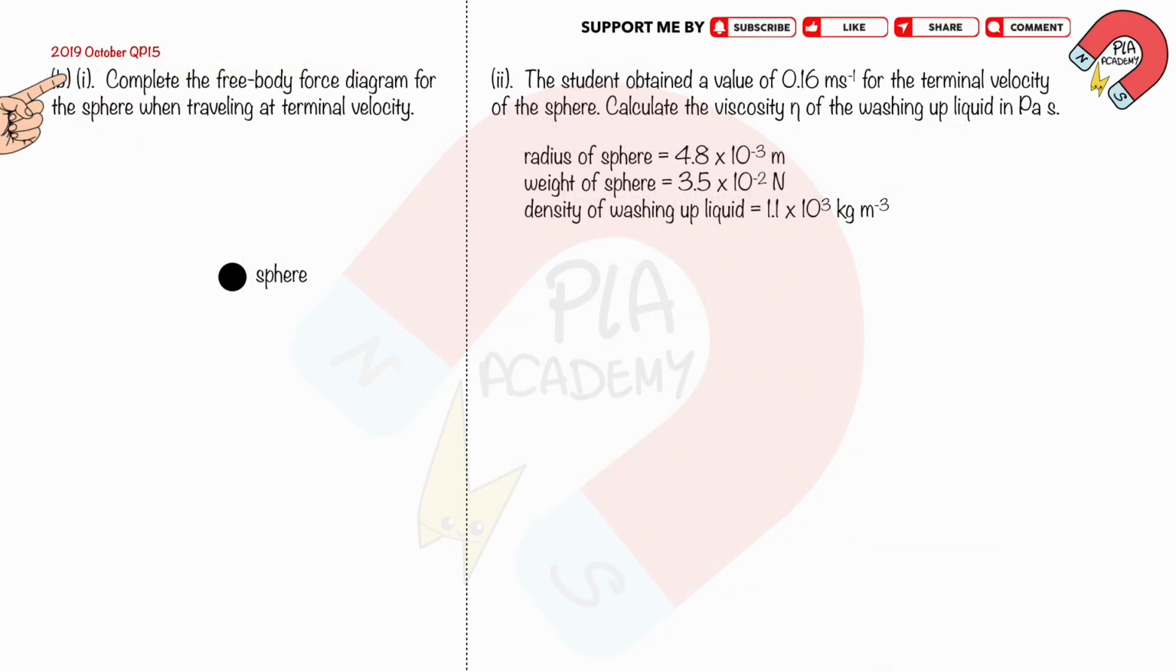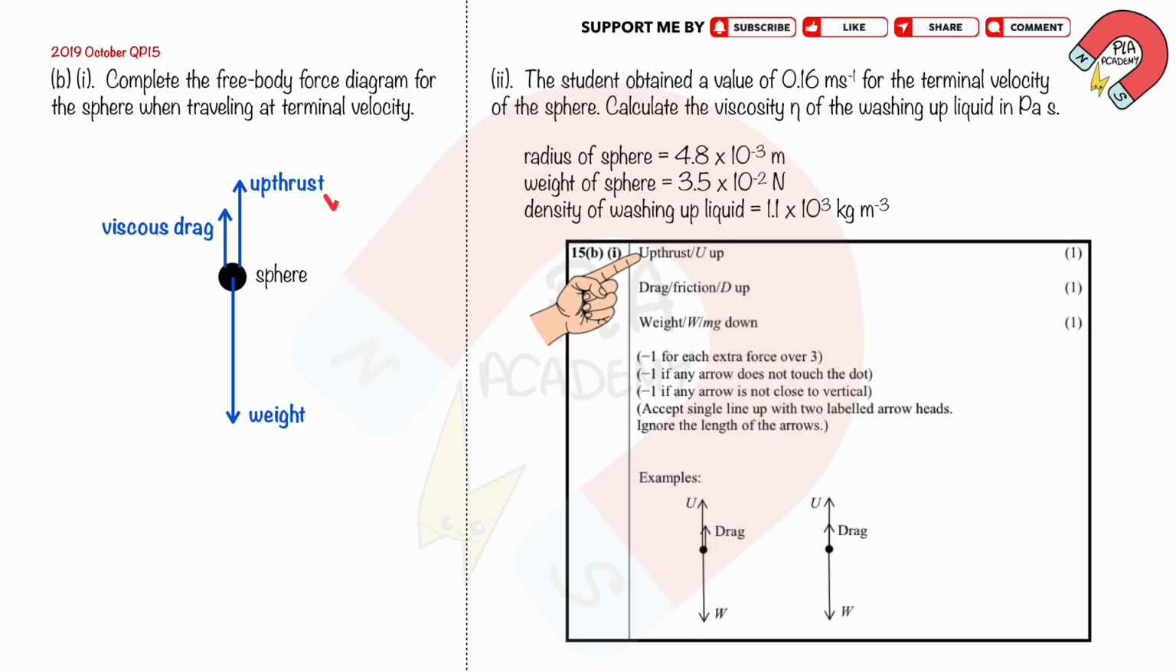B. 1. Complete the free body force diagram for the sphere when travelling at terminal velocity. There are 3 forces acting on the sphere as follows. The upthrust acts upward. The viscous drag acts upward. The weight acts downward. You get 3 marks from: correct upthrust force, correct viscous drag, correct weight.